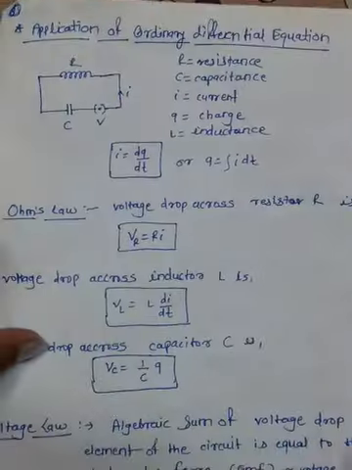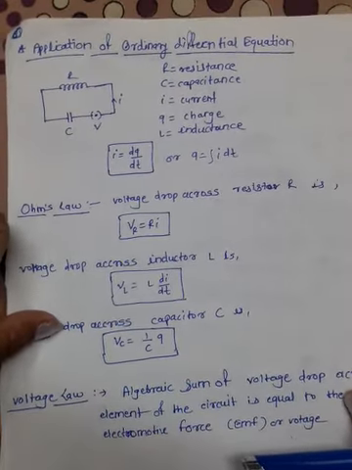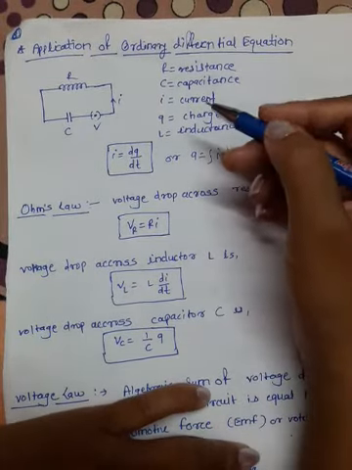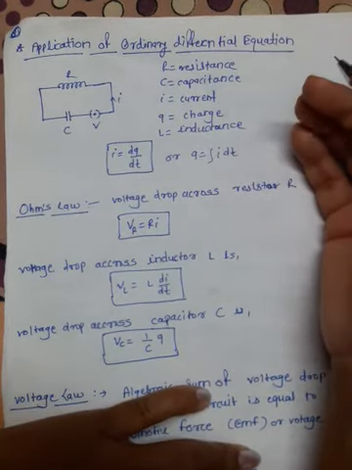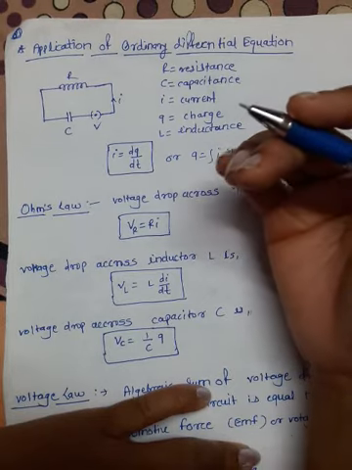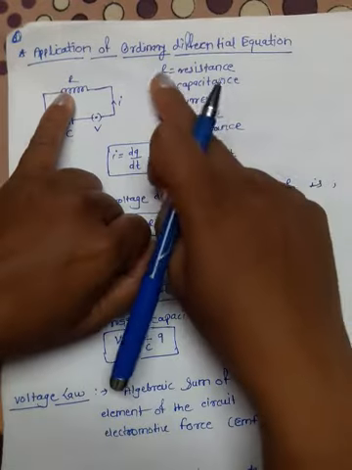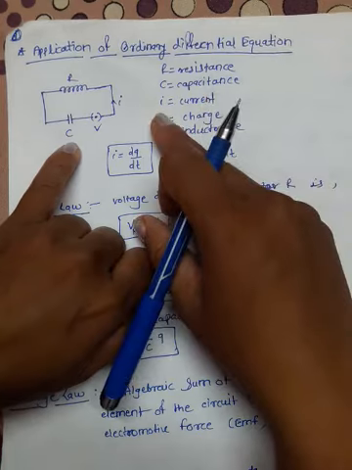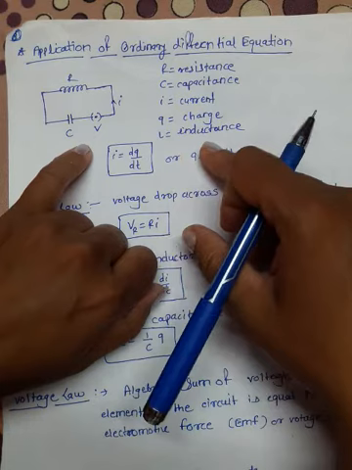Okay, now let us see the last point of the chapter, that is application of ordinary differential equation to the electrical circuit. Before going to the actual examples, let us see what the circuit consists, basic terms in the electrical circuit. Electrical circuit contains a resistor, that is resistance R, then capacitance C, I is the current, Q is the charge, L is the inductance.